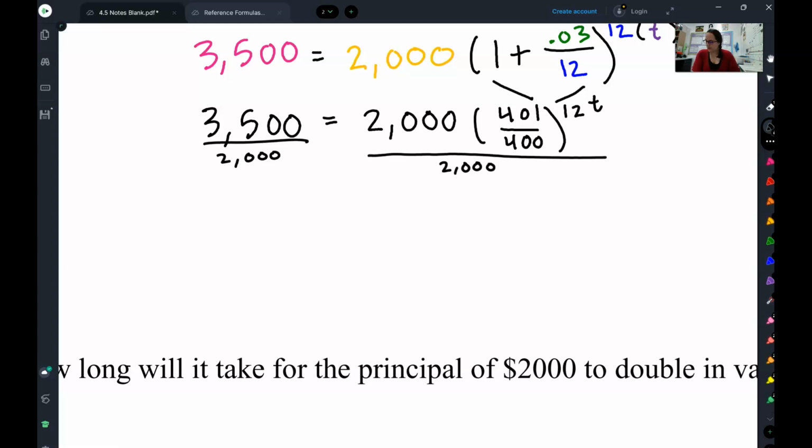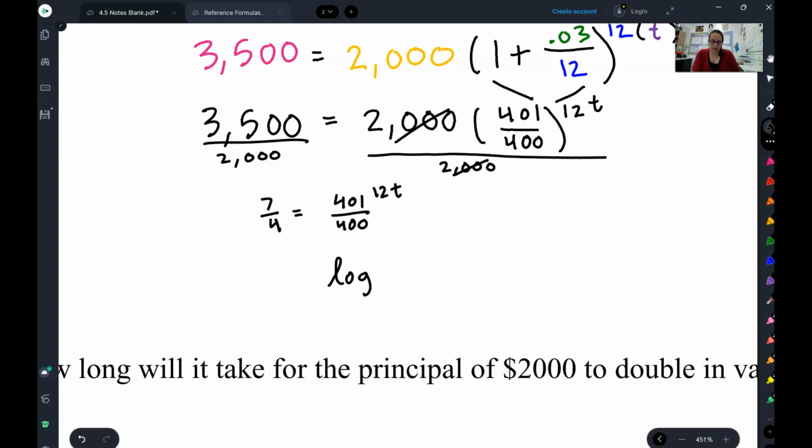So 3,500 over 2,000 is 7/4 equals this exponential. Now that I have the exponential alone, I know that I can change the form. So log base stays the same, and then input and output flip places. And now I only have one step left to solve for t.